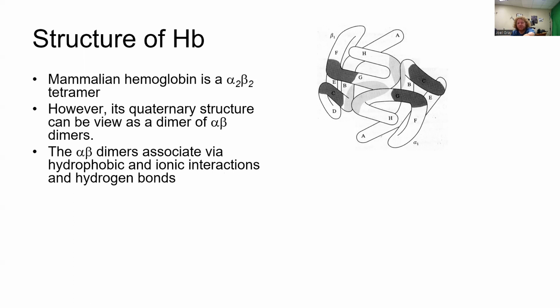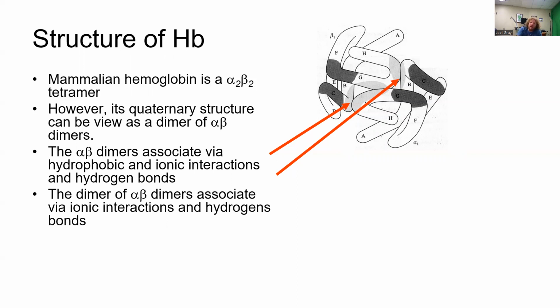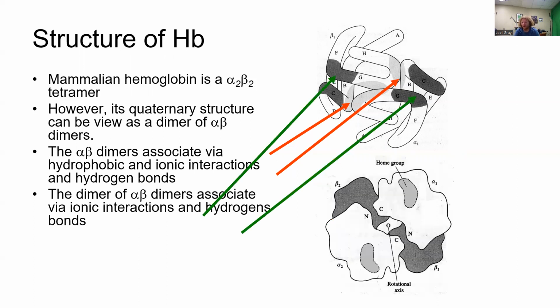The alpha beta dimers, which are depicted here, associate through hydrophobic and ionic interactions as well as hydrogen bonds. So those overlaps, those are your hydrophobic and ionic interactions that stabilize those contacts there. The dimer of alpha beta dimers associate through ionic interactions and hydrogen bonds. So ultimately, we have a dimer formed with hydrophobic, ionic, and hydrogen bonding. And then the dimer of dimers is through ionic and hydrogen bonding.